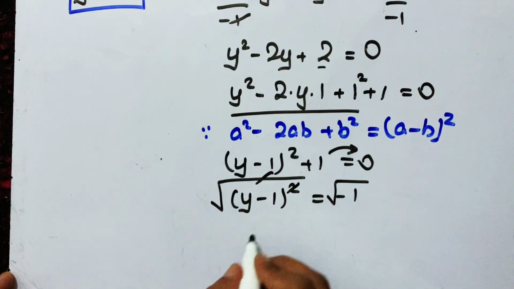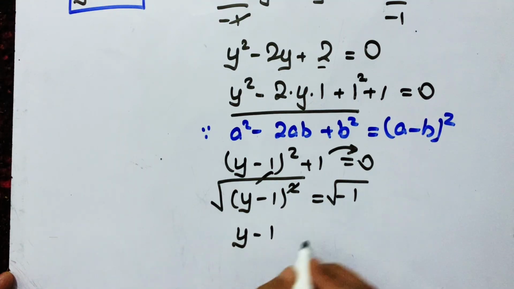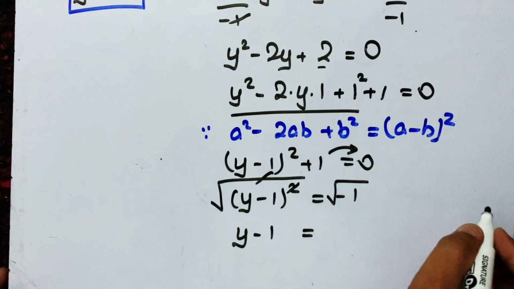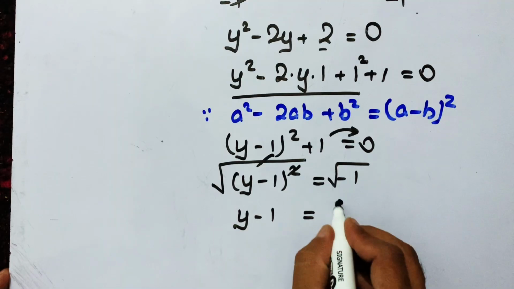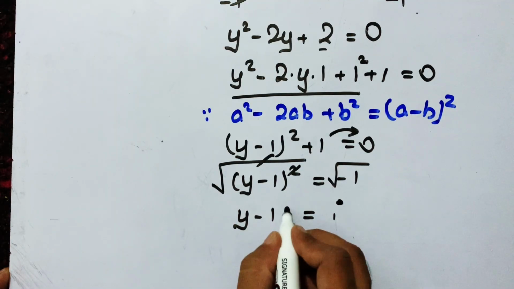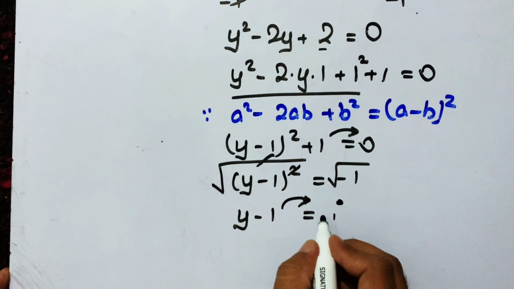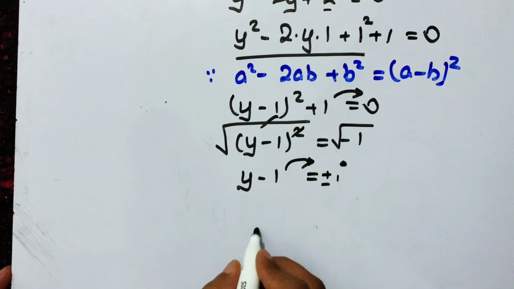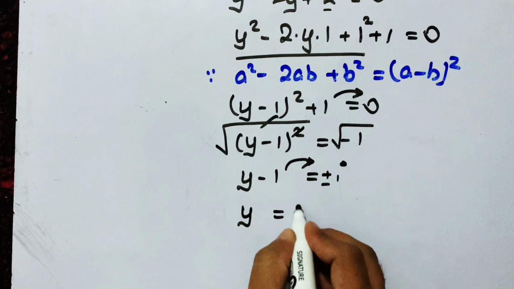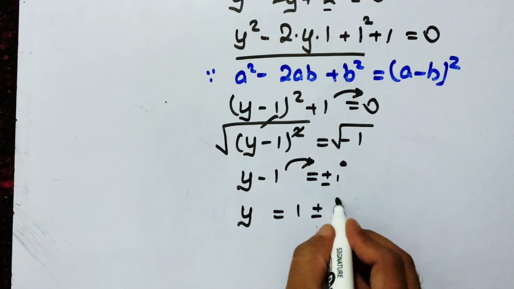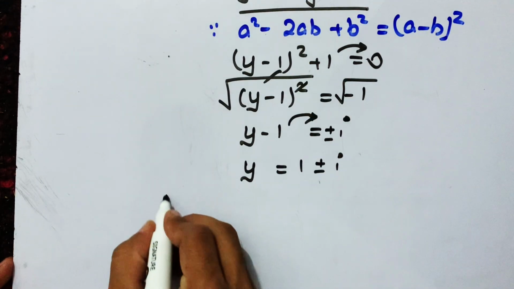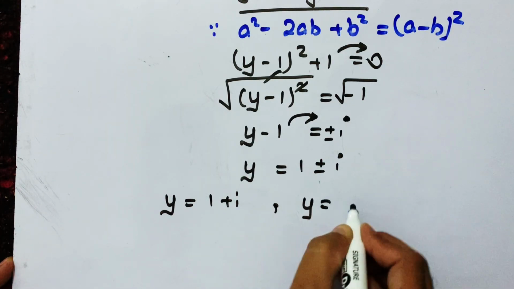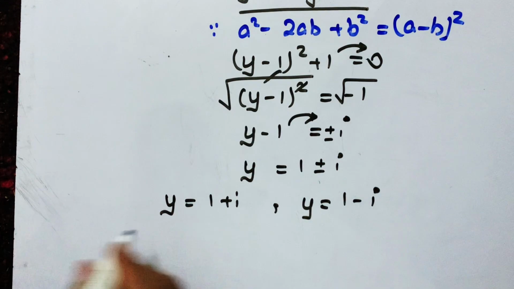So take the square root on both sides. Our term is y minus 1, which is equal to the square root of minus 1, which is iota. This term, minus 1, goes to the opposite side, giving positive, because of the square, plus or minus. Consider y is 1 plus or minus iota. This means y is 1 plus iota, or y is 1 minus iota.